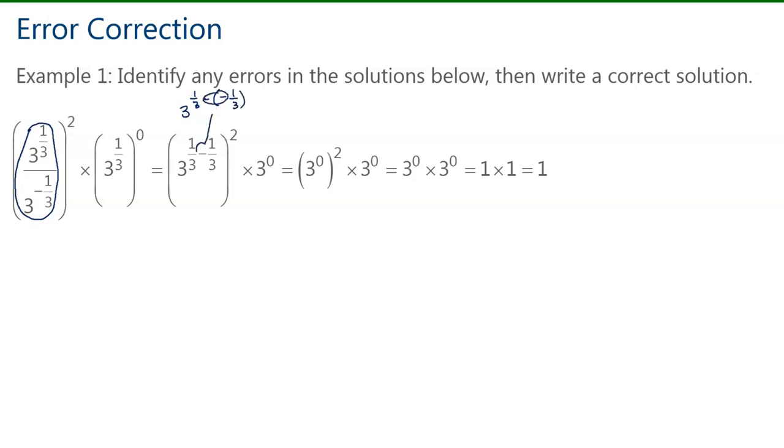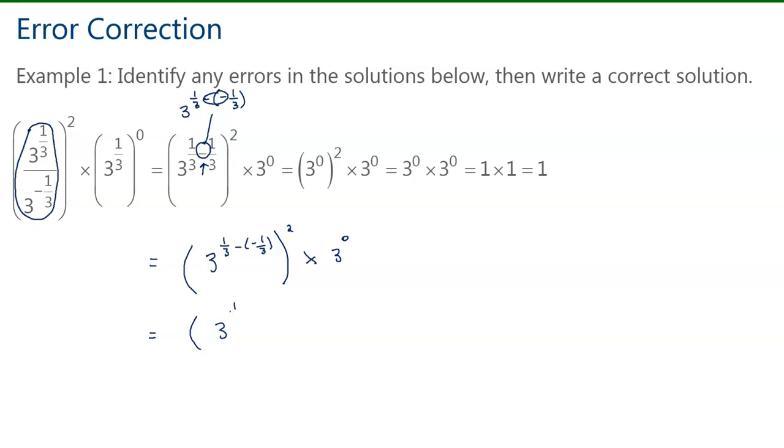It looks like we found our first error. Our error is right here, which makes the entire solution incorrect. Here's the correct solution. That should have been 3 to the 1/3 subtract a negative 1/3 and then all squared times 3 to the 0.